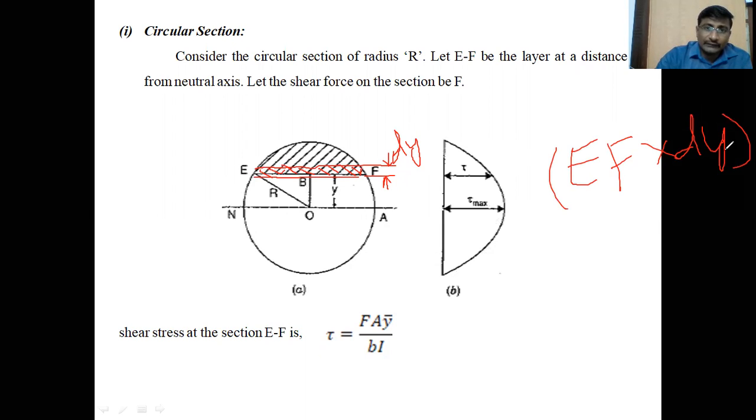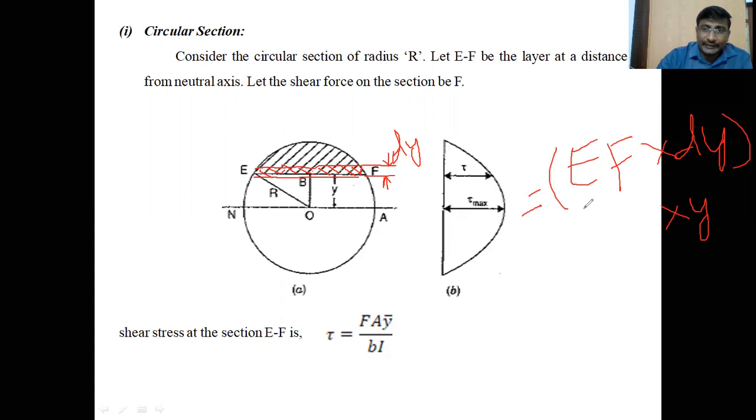And y is the distance. Y is the area of this distance. See, center of gravity of the small area is y itself, because we consider a small area which is at a distance of y. Center of gravity of the small area is also at a distance of y. So EF into dy is the area. A into y is the first moment of area of the small area. First moment of area. Okay, students.